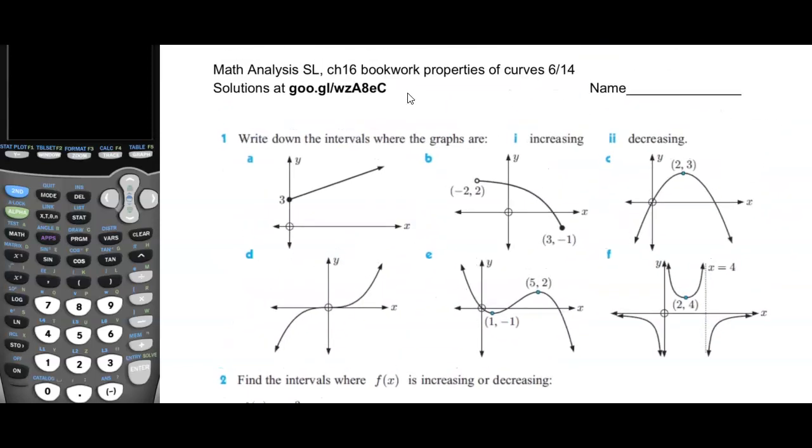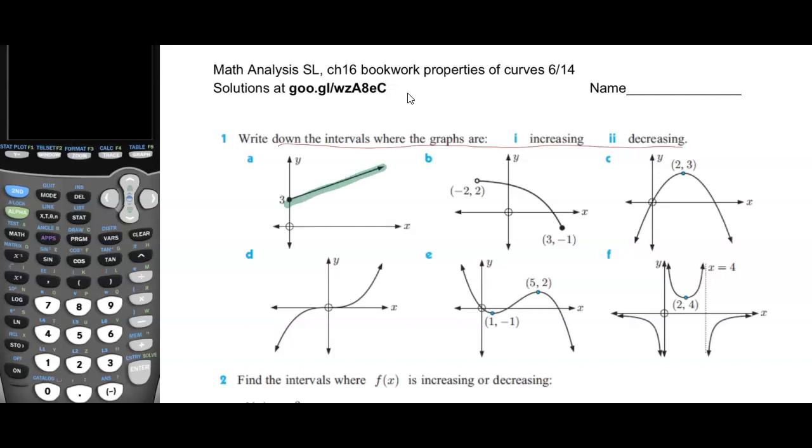Today we're doing page 6 of properties of curves. We have some graphs here. It says to write down the intervals where the graphs are increasing and decreasing. So I'm going to use a color code. I'm going to go through here and color code all the parts of the graphs that are going up with green, and then I will color code the parts of the graphs going down as red. So this would be going up all the time.